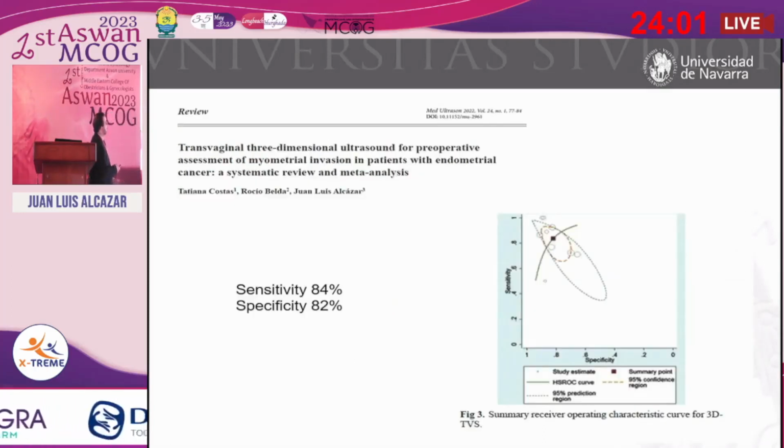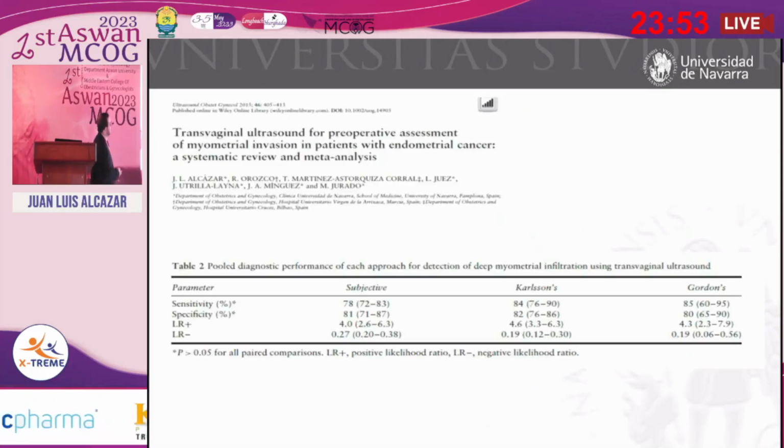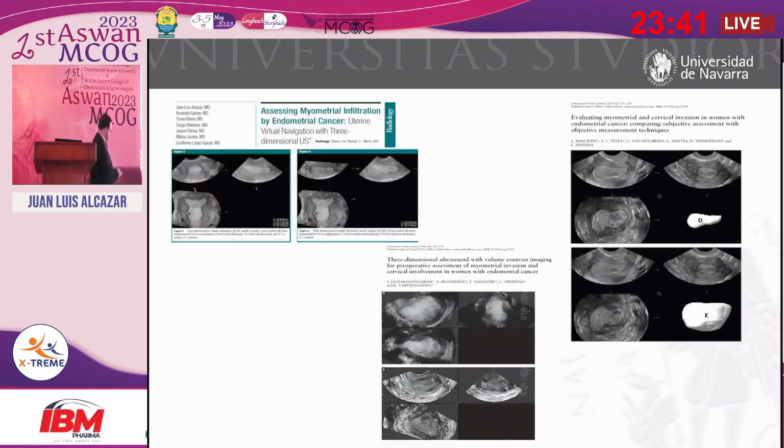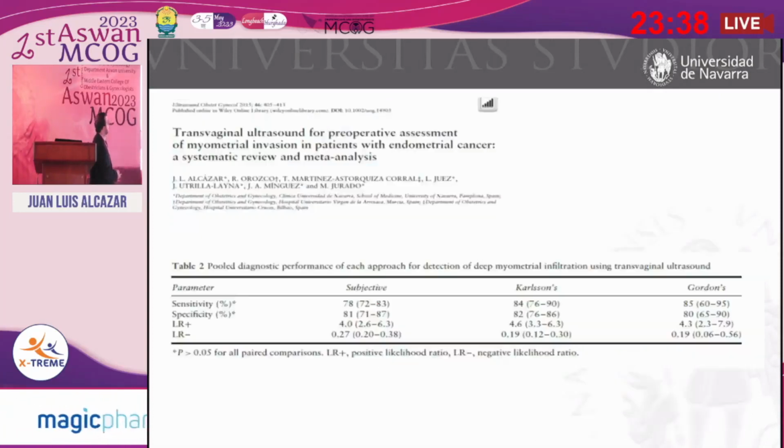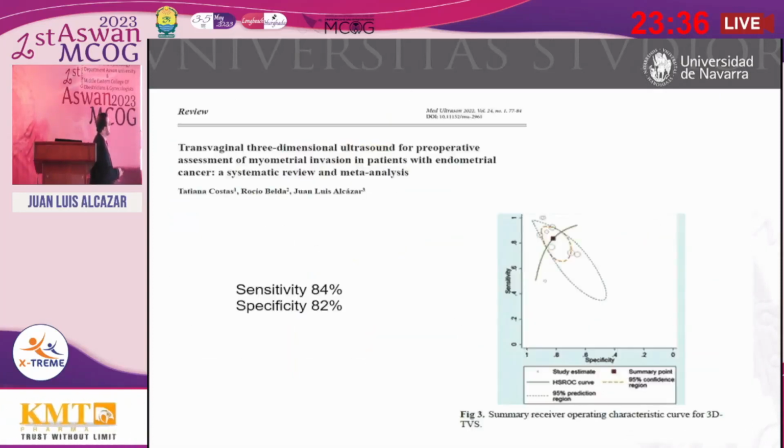Regarding three-dimensional ultrasound, the sensitivity and specificity, 85, 84, 82, is quite similar to that reported for either subjective, Carlson and Gordon's, 84, 82, 85, 80, 70, 78, 81. So clearly, this meta-analysis shows that 3D ultrasound is not better than 2D ultrasound. So you don't need 3D ultrasound to assess myometrial infiltration.